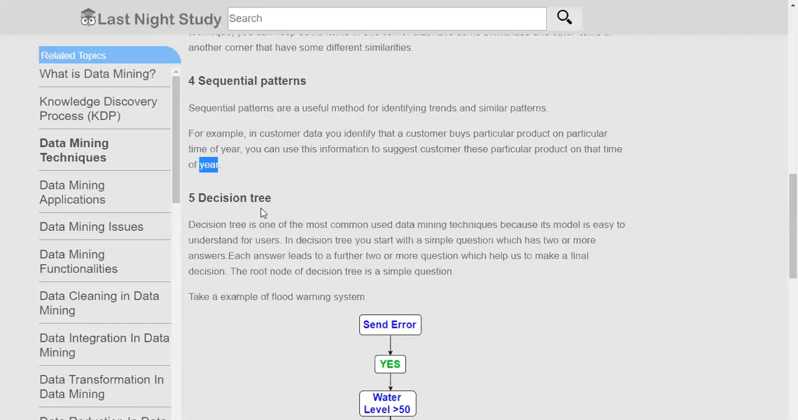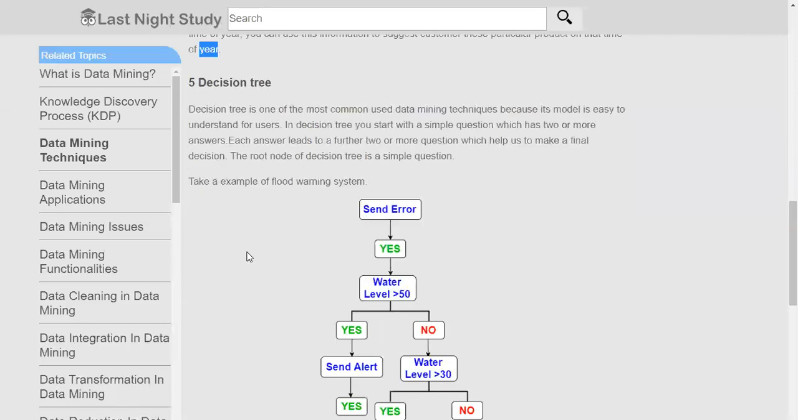Lots of times you have seen that you try to search for a product on a website, and you get similar types of products also. So this is how sequential patterns can be used for business analytics, for prediction algorithms and pattern mining.